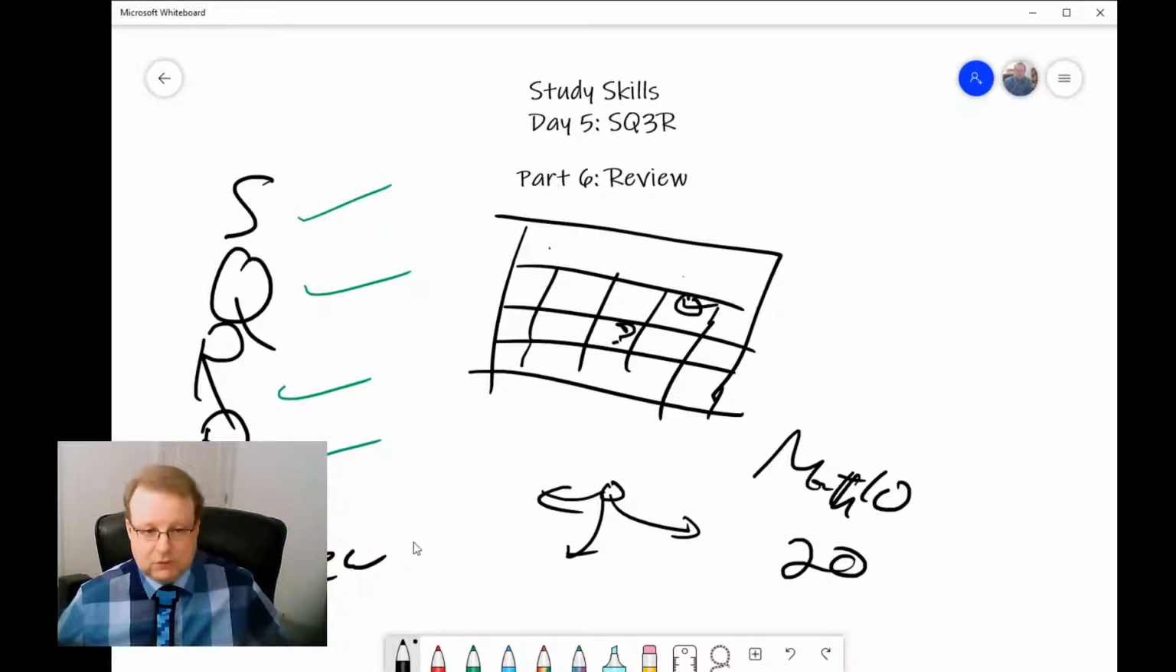So that's the review step. Going back through it as often as necessary to make sure that you've got a great understanding and you can retrieve the information whenever you need to, and adding questions, if possible, every time you review. Find something else to ask yourself. Find something else to look at.